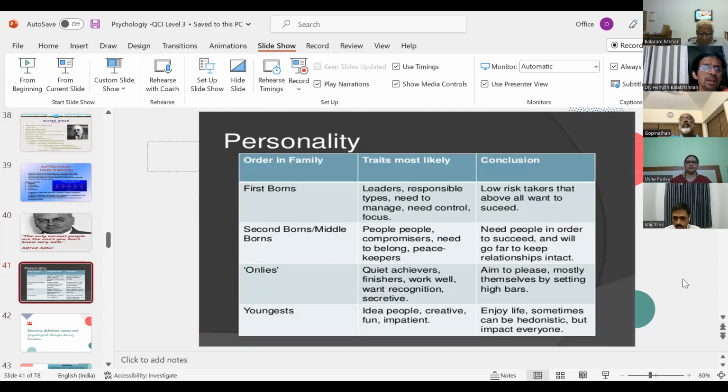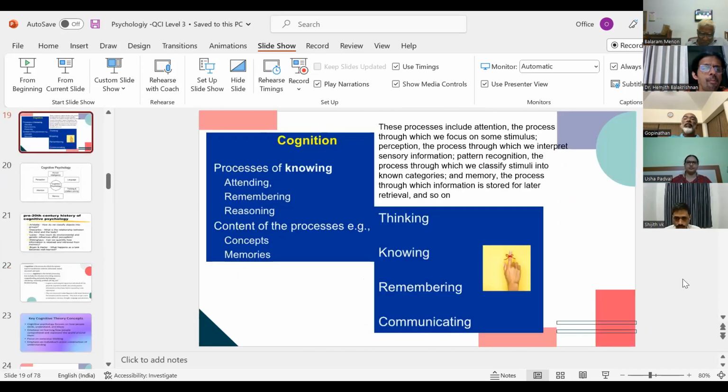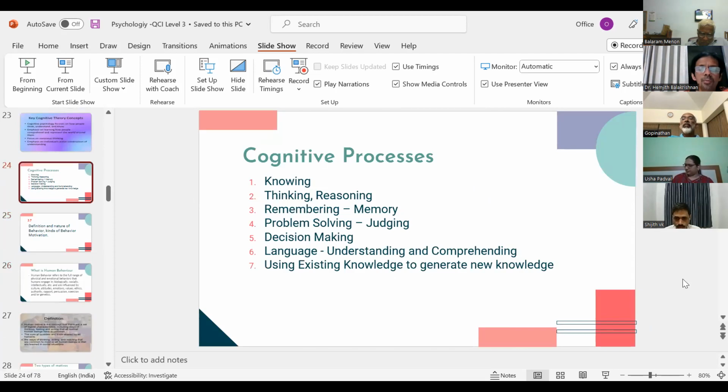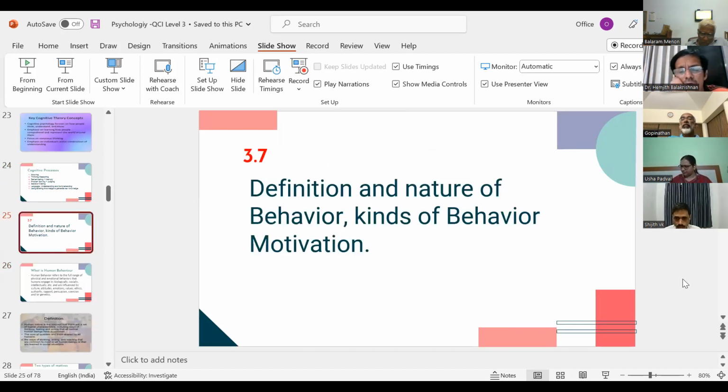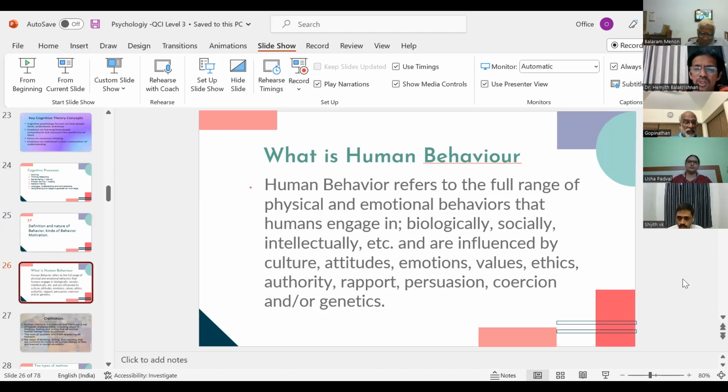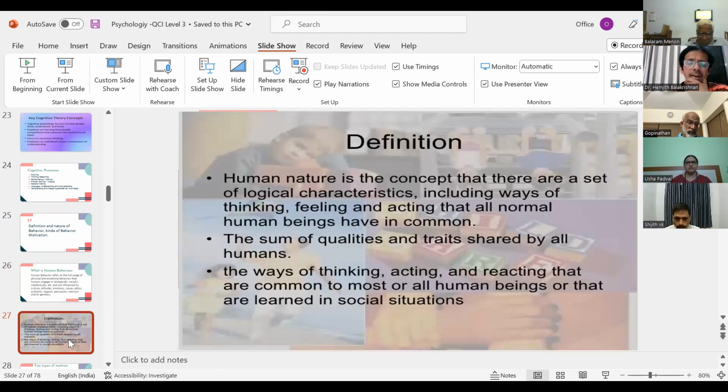Okay, today's session. Just to recap, 3.7 talks about behavior, the complexity of behavior, because behavior has a lot of dimensions: biological, social, intellectual, culture, emotion, attitude, value, authority, rapport, persuasion. Human nature is the concept that there is a set of logical characteristics, including ways of thinking. And remember, the three major dimensions of human behavior are thinking, feeling, and acting.